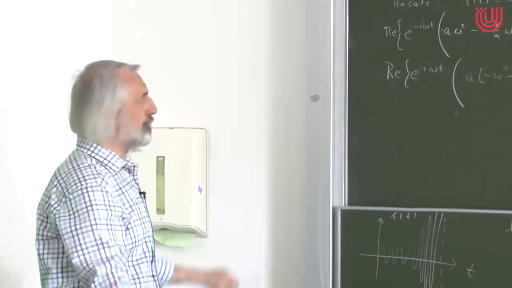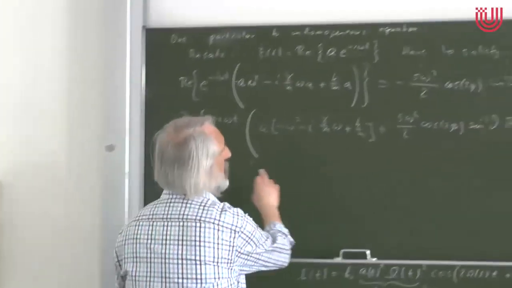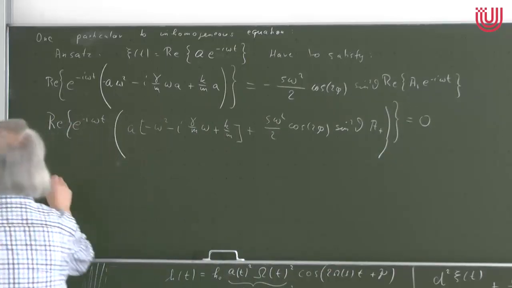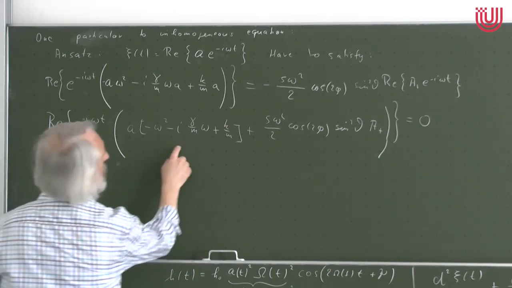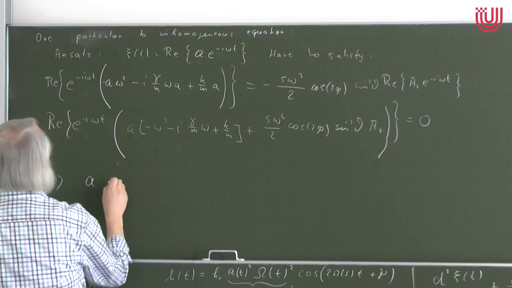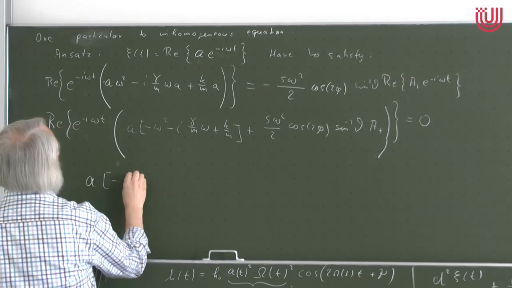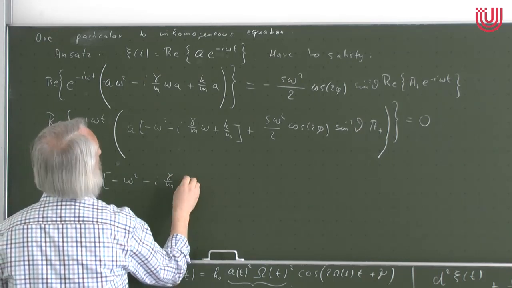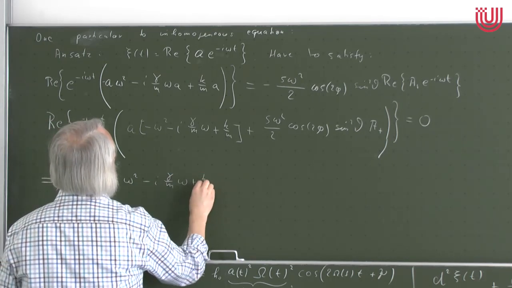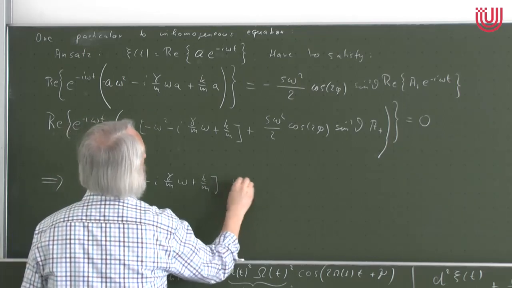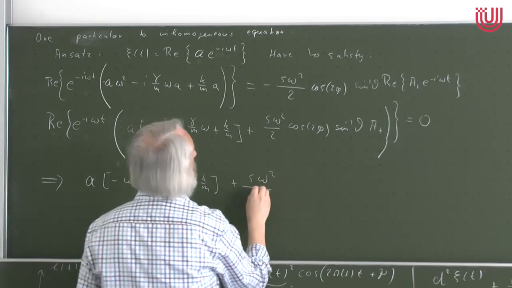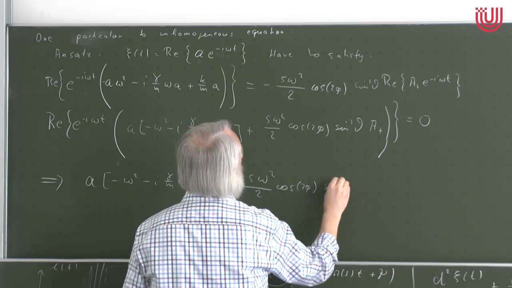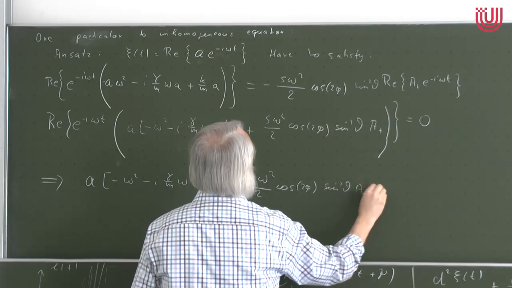Otherwise, it doesn't work. Yeah? So we conclude that this round bracket here is 0. So this implies that this here is 0. This means that A, okay, let me write it slowly: minus omega squared minus i gamma over m omega plus k over m, plus s omega squared half cosine 2 phi sine squared theta A plus is 0.